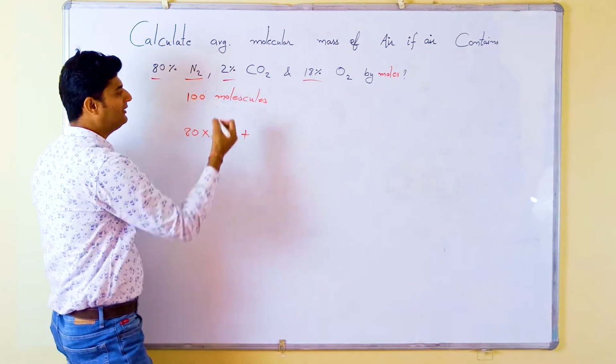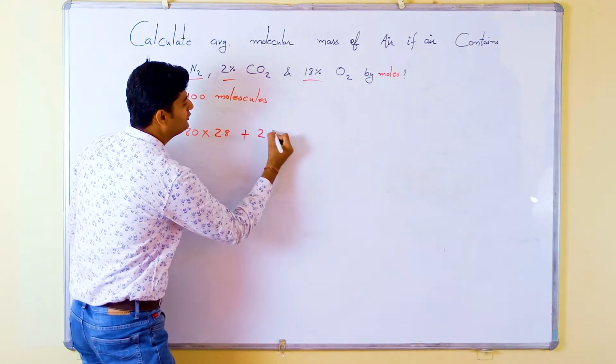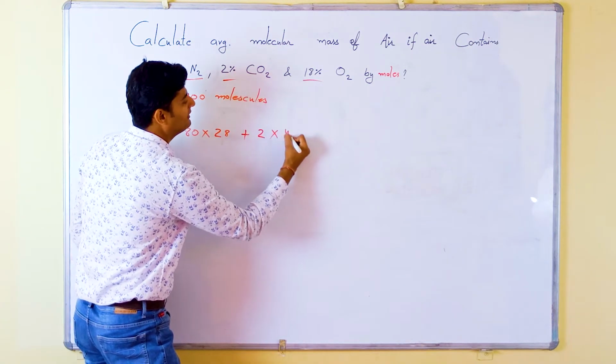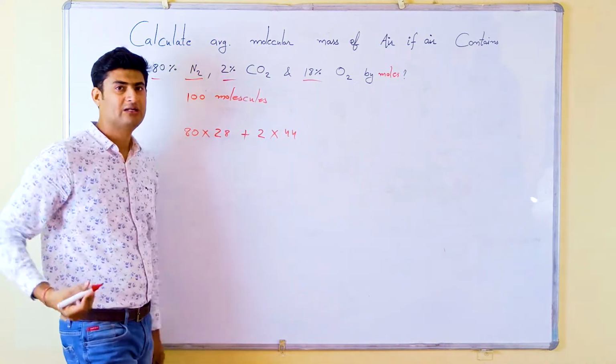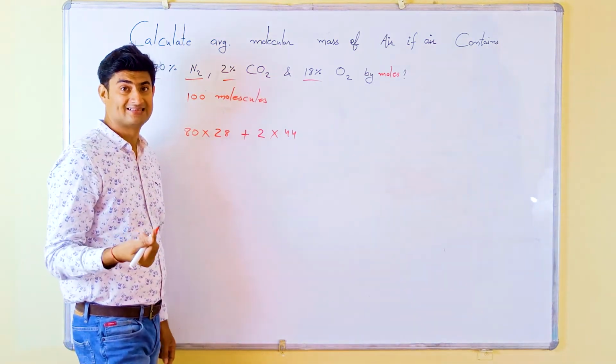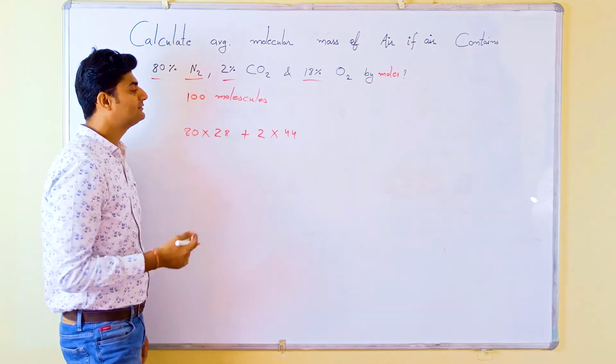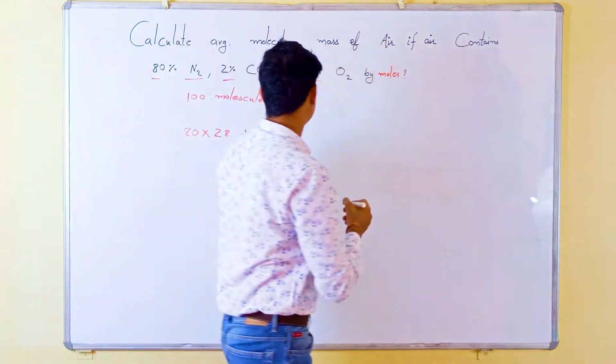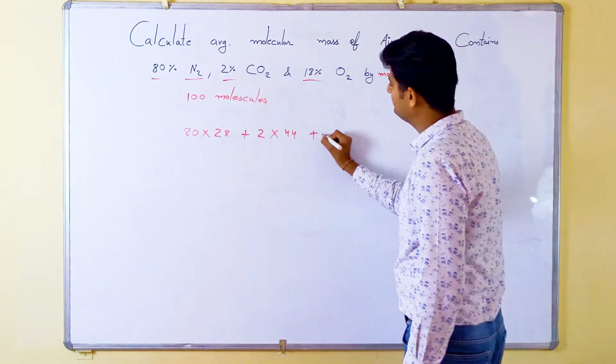Plus, what is the mass of CO2? It should be 2 into 44. The mass of carbon is 12, and the mass of each oxygen is 16. So if you add up, it is going to be 44. What is the mass of oxygen?